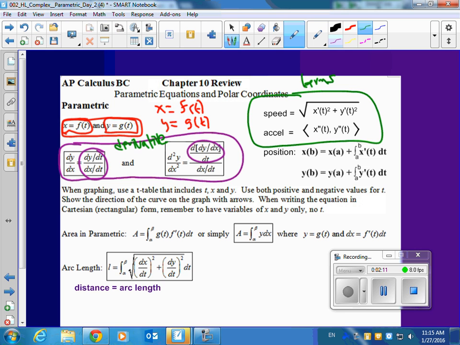These are a couple of terms that use derivatives. Okay? Speed is the square root of the change in x of t squared plus the change in y of t squared. It's just the Pythagorean theorem. Acceleration is just the second derivative of x of t and y of t. Second derivative. These are vector symbols. So I like to call these terms.